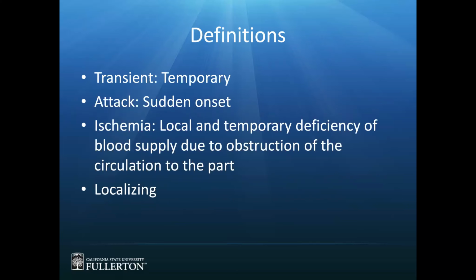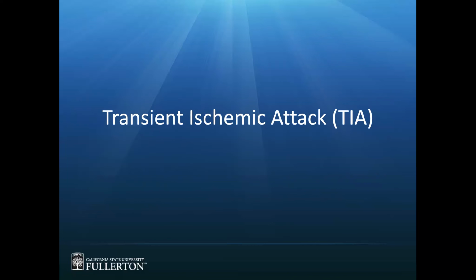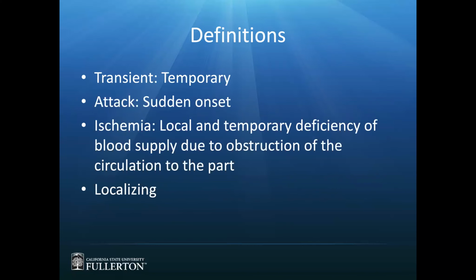Okay, so what is a transient ischemic attack, a TIA? Well, transient means temporary, so we've got that part of the label figured out. And an attack is something that comes on suddenly. You got that part figured out. And now ischemia, you may not know ischemia yet. Ischemia is a local and temporary deficiency in blood supply due to obstruction of the circulation to the part. And generally, it would be localizing.